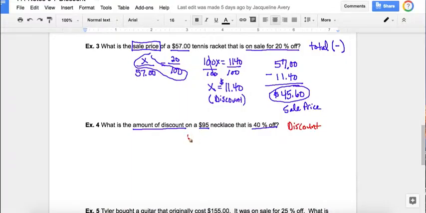Okay, what's percent out of 100? So we're going to put 40 over 100. The cost of the item is the whole, so we're going to put that on the bottom. And that means X is going to tell us the discount. So 100 times X is 100X. 95 times 40 is 3,800. We're going to divide both sides by 100. And we get $38.